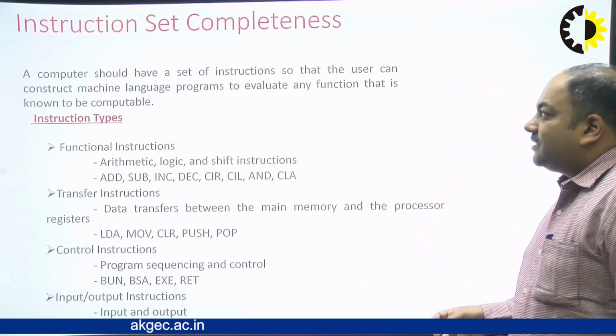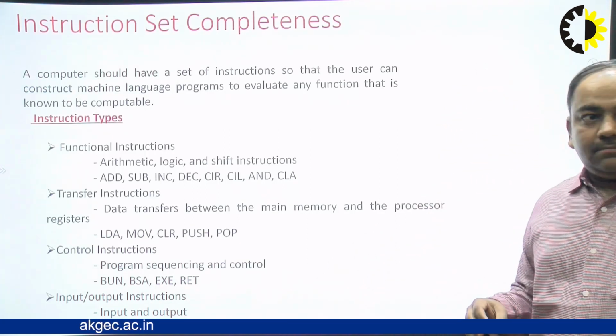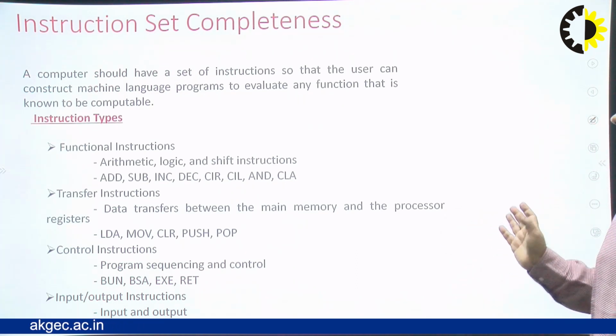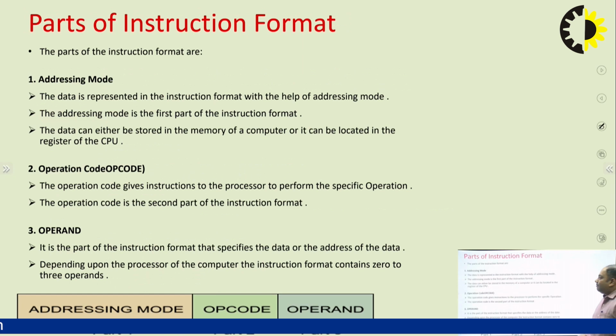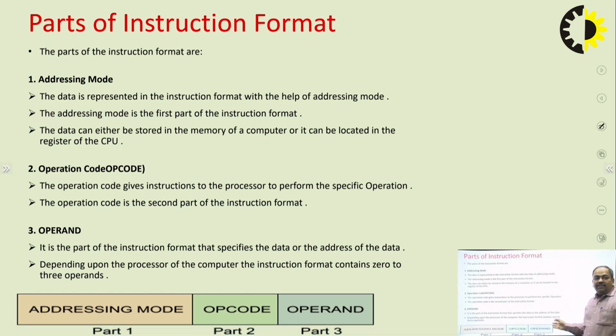All these instructions are constructed through a machine language program and evaluated through any function. These are the parts of instruction which I already told. Addressing mode: what is addressing mode? The data is represented in an instruction format with the help of the addressing mode. The addressing mode is the first part of instruction format, either direct, indirect, or relative.